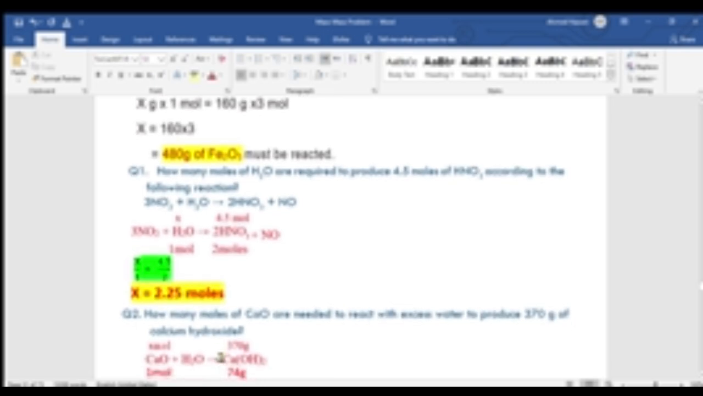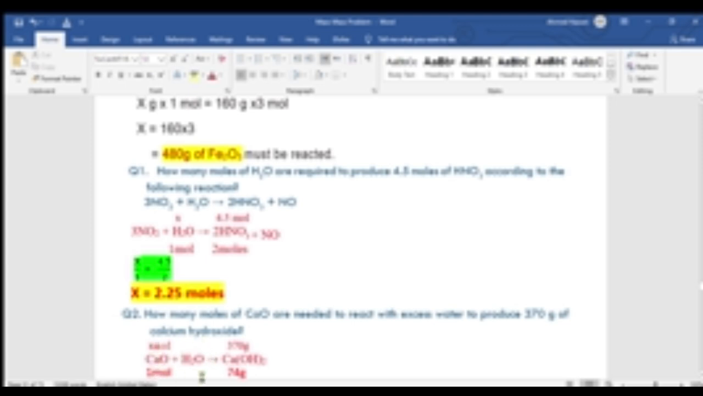How many moles of calcium oxide are needed to react with excess water to produce 370 grams of calcium hydroxide? Therefore, how many moles of calcium oxide? You should write X above calcium oxide and 370 grams above calcium hydroxide, which is given. Therefore, you will write the total mass of calcium hydroxide below the formula and 1 below calcium oxide, because the coefficient of calcium oxide is 1. You will write 1 as it is.